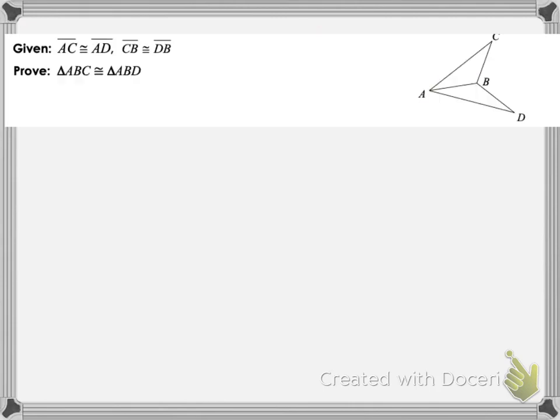Okay, let's look at this one. AC is congruent to AD. CB is congruent to DB, so we mark those. And if you remember what I told you, when triangles are sharing a side, go ahead and mark that too, because it makes it easier to see the congruence in what you're working with here. So here, this is another example of side, side, side.